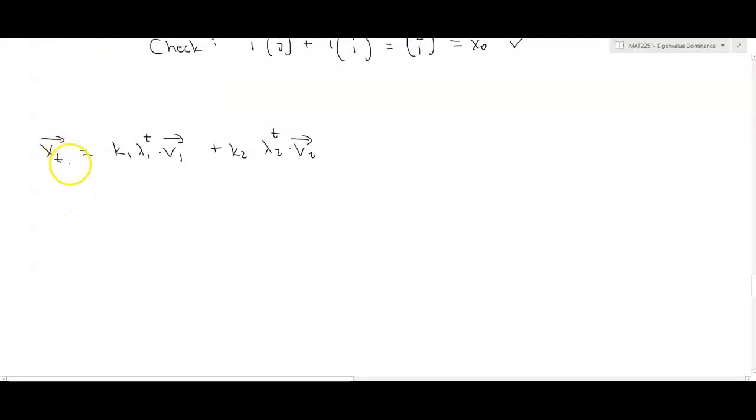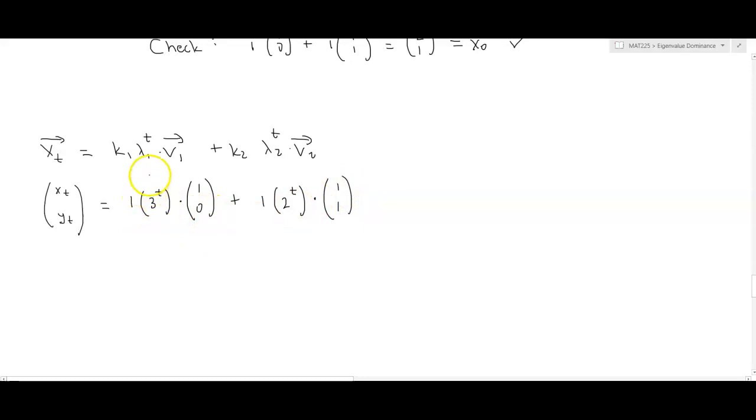And so let's see. So now we're going to plug in what values we have here. Remember, the x_t vector just contains the x component at time t and the y component at time t. And we just found k1 is 1. Lambda 1 is 3, so this is going to be times 3 to the t power, times v1, which is the vector 1, 0. k2 was found to be 1. Lambda 2 is 2, so we have 2 to the t power, times v2, which is the vector 1, 1.